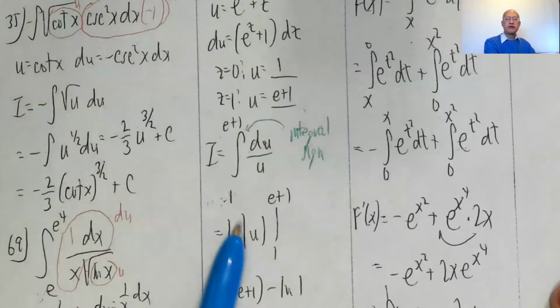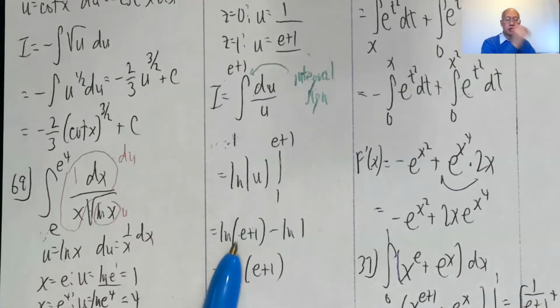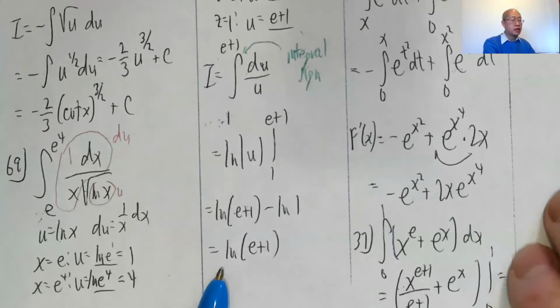So that's ln absolute value of u from 1 to e plus 1. Plug in e plus 1, it's positive, drop the bars. Plug in 1, it's positive, drop the bars. ln of 1 is 0, so ln e plus 1.